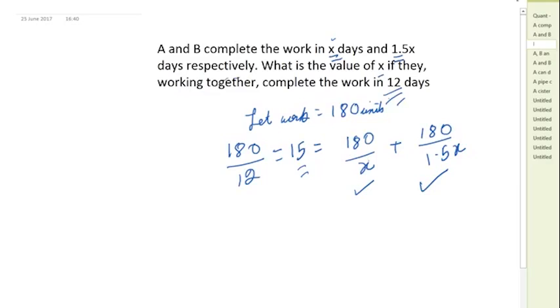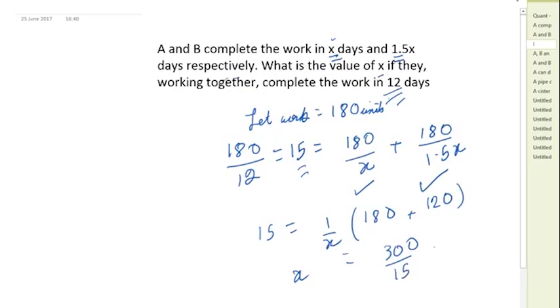So using this equation, you can solve for it, right? So now you have got an equation. You just need to solve for it. 1 by X, if I take common, you'll get 180 by 3 by 2 or 120. So 1 by X, this is 300. So X becomes equal to 300 by 15 or 20. So X is 20. So they complete the work in 20 and 30 days respectively. So you can solve it this way fairly quickly.